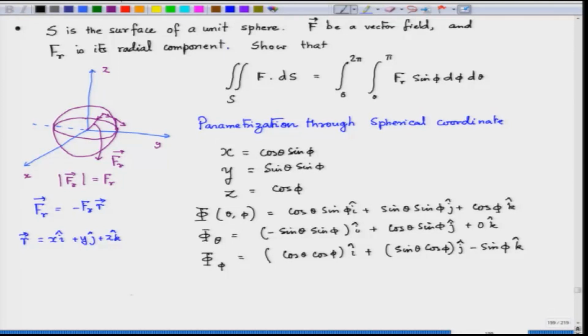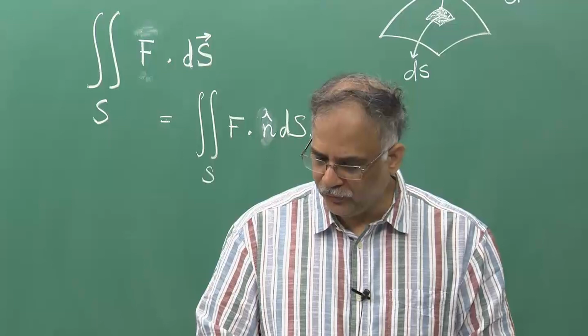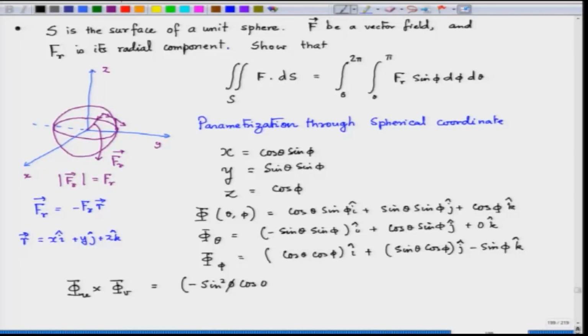So, I have this phi u cross phi v calculated, which I am not going to have separately checked. So phi u cross phi v turns out to be the following. Let me just write down the expression, which I have already checked and calculated: this expression turns out to be minus sin square phi cosine of theta i vector, minus sin square phi sin theta j vector, minus sin phi cos phi k vector.